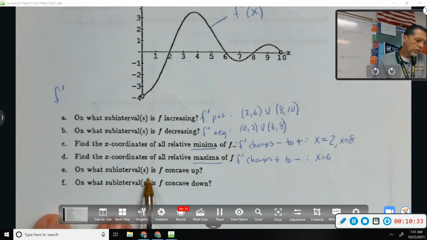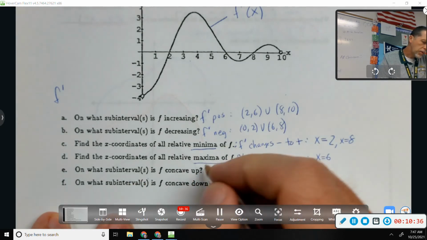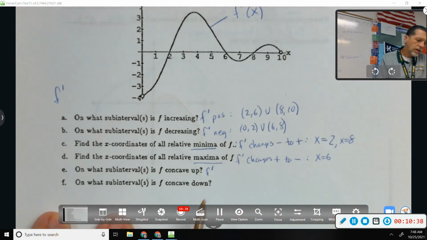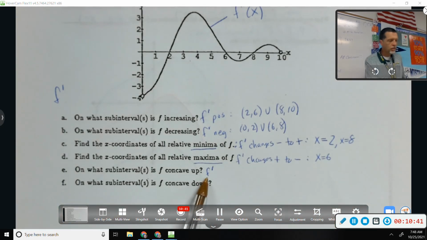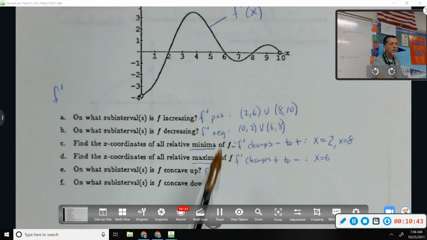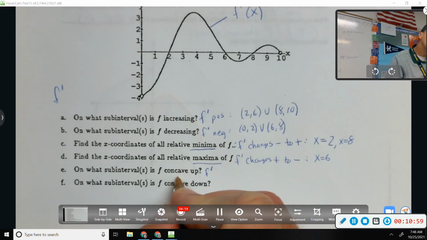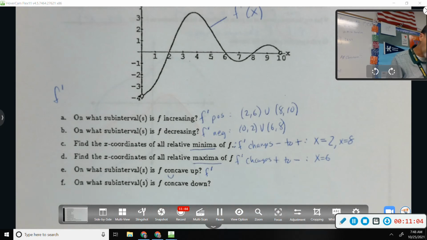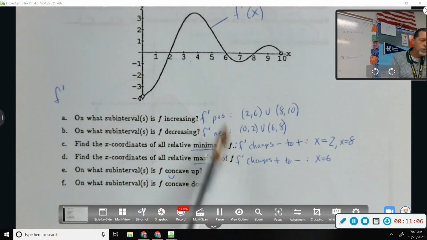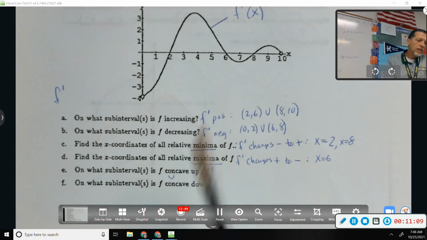On what subinterval is f concave up? So again, I want to rephrase this question in terms of f prime because I have a graph of f prime. So say something about concave up relative to f prime. What am I looking for? How do I know we're concave up? Well, concave up looks like that, but that's where f looks like that. I want to know something about f prime, where f prime is increasing.